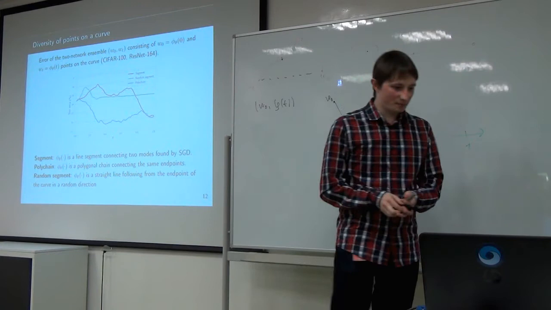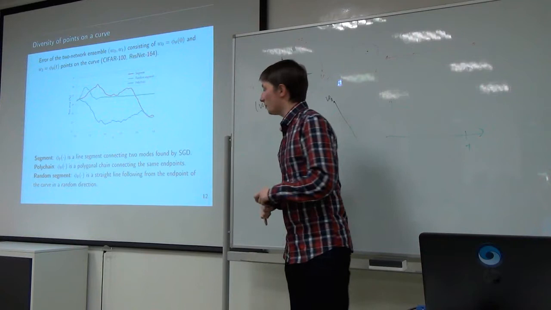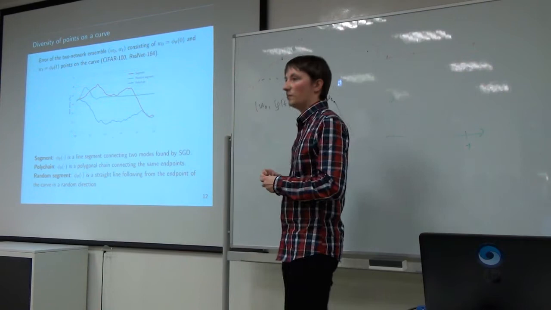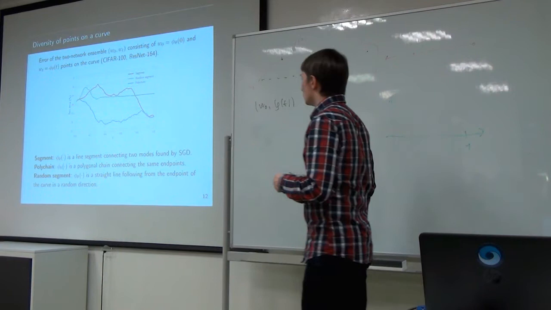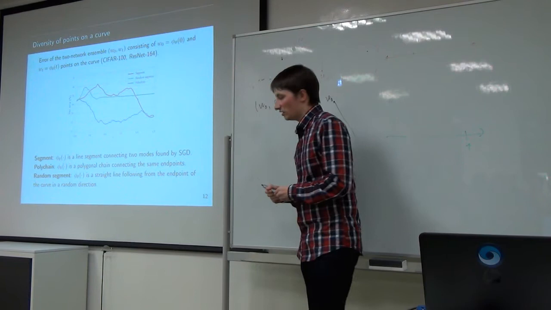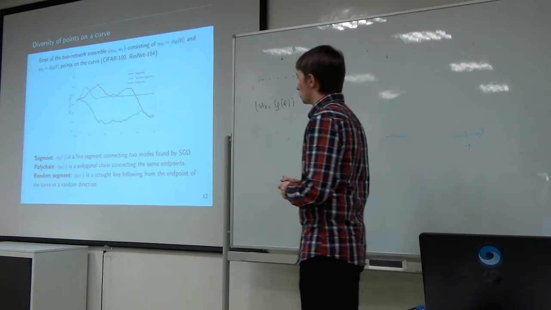So why do we make this experiment? The quality of the ensemble depends on two features. The first feature is the quality of the individual members of the ensemble, so you want to collect good points to form an ensemble. And the second feature is diversity. If you want to form an ensemble, you want your networks to make diverse predictions, because if predictions are correlated, you won't receive any gain.